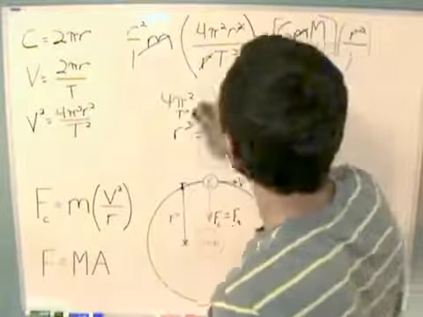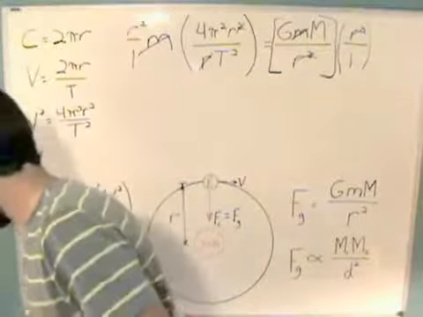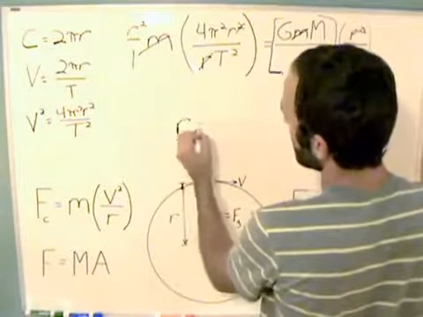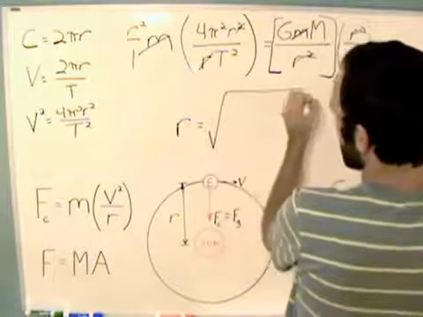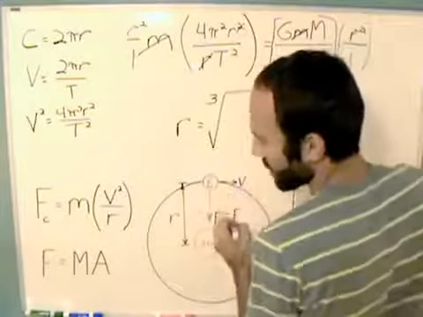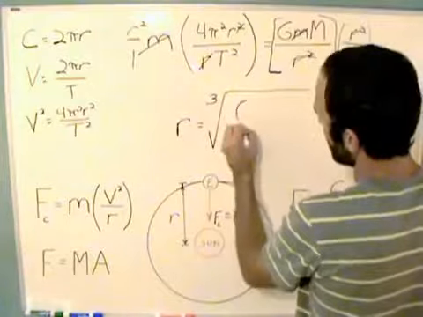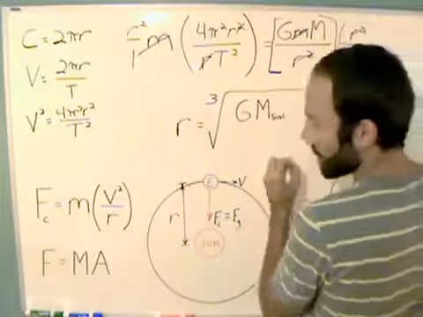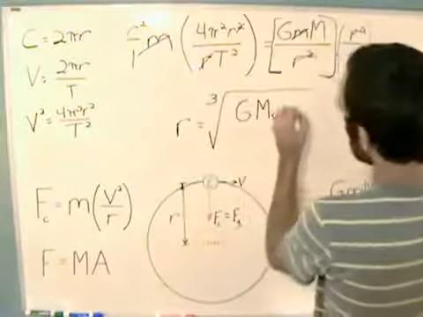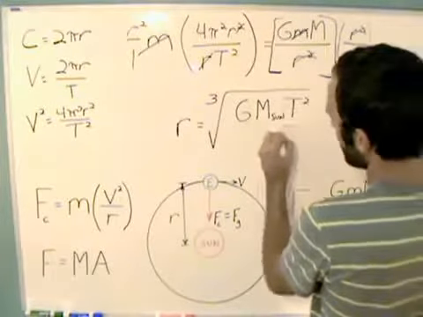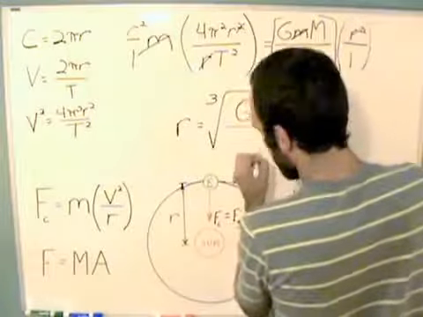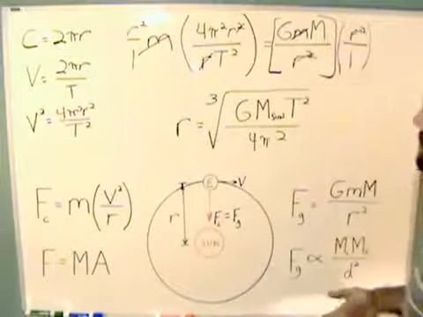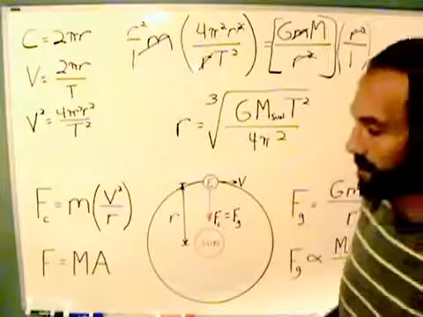What this actually works out to, instead of doing all the algebra for you guys, I've already done it. And if you look this up, this is the period equation. r ends up being, so I'm not boring you with all the algebraic steps, the cube root of the gravitational constant times the mass of the Sun times the period squared over 4 pi squared. Okay? That's what this breaks down to. You can solve for r.